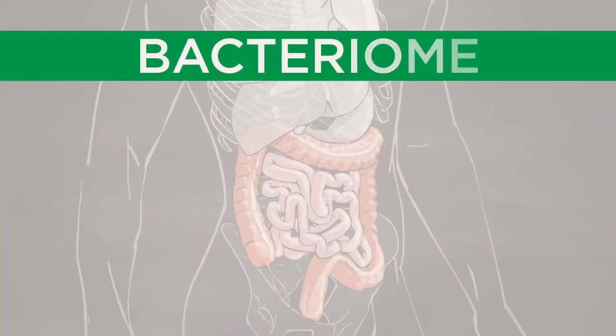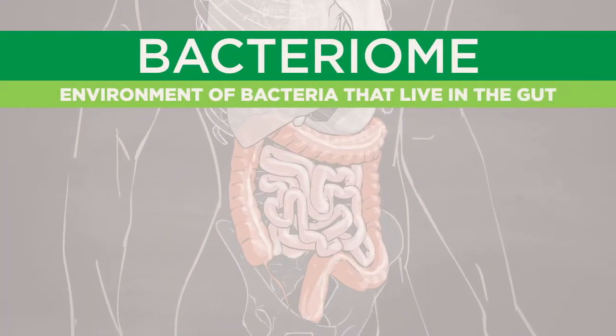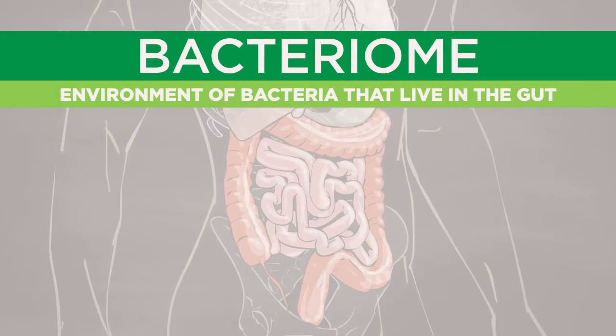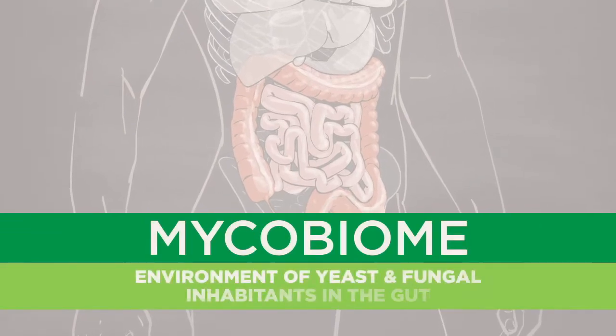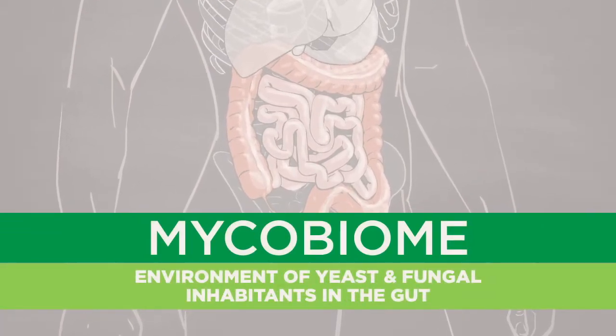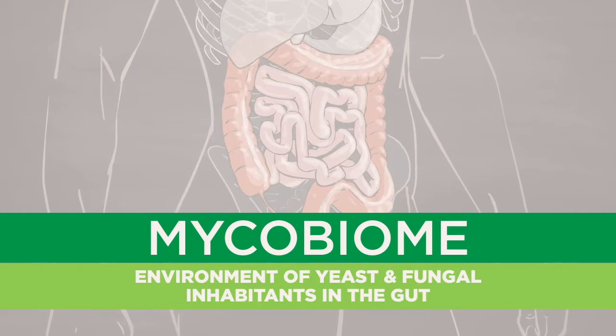The bacteriome is one part of the microbiome that is mainly composed of bacteria. These bacteria are found all over the body, but they're mainly found in high concentration in the gut. The mycobiome, which consists of the yeast and fungal species that are existing in the gut, is really important for overall gut health and balance.